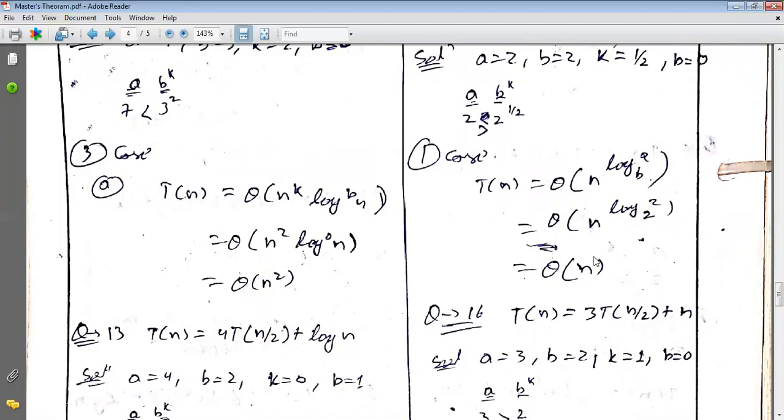So it becomes, here you can see that a is 2 and b is 2. So log 2 base 2 is 1, therefore theta of n. The time complexity here is theta of n. Clear to everyone? Now the next one.